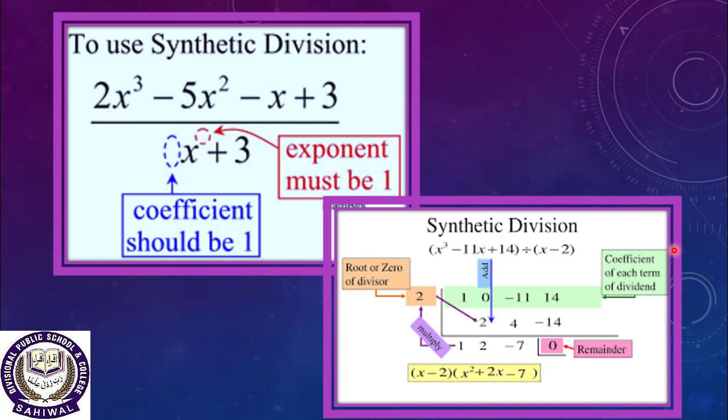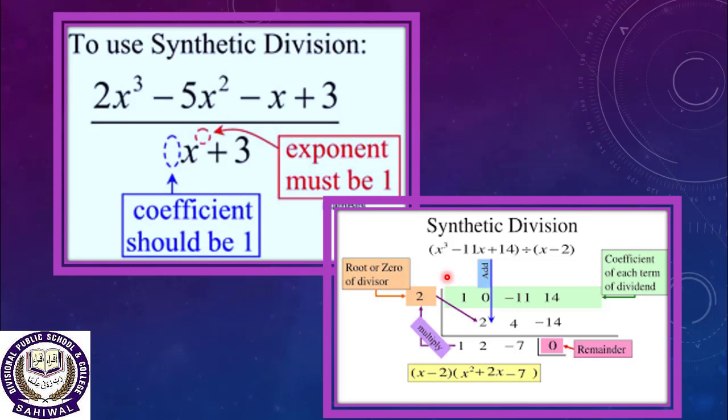For using synthetic division, we should keep 2 points in mind. First, the exponent of the variable in the divisor should be equal to 1, meaning the divisor is a linear polynomial. And the coefficient of x should also be 1.